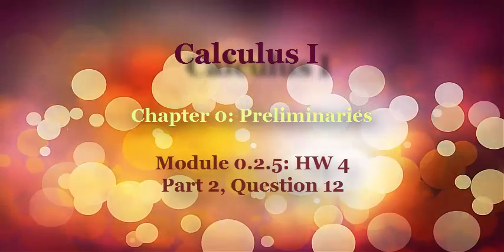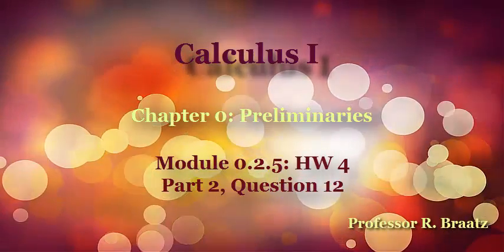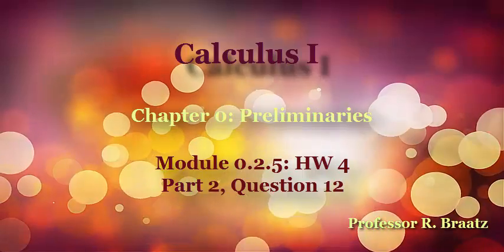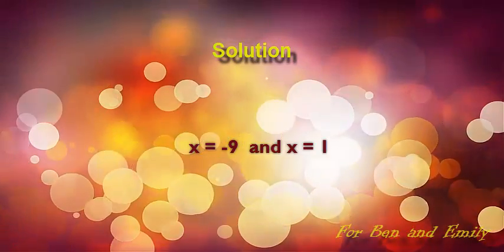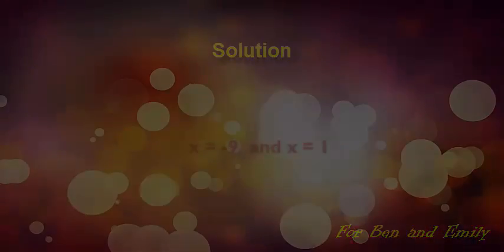This is homework problem number 12 from part 2 of homework set number 4. The solution to this problem is x can be -9 and x could be 1. Problem number 12 asks us to find all numbers y, which are part of the set of real numbers, such that the distance between y and -4 is equal to 5.